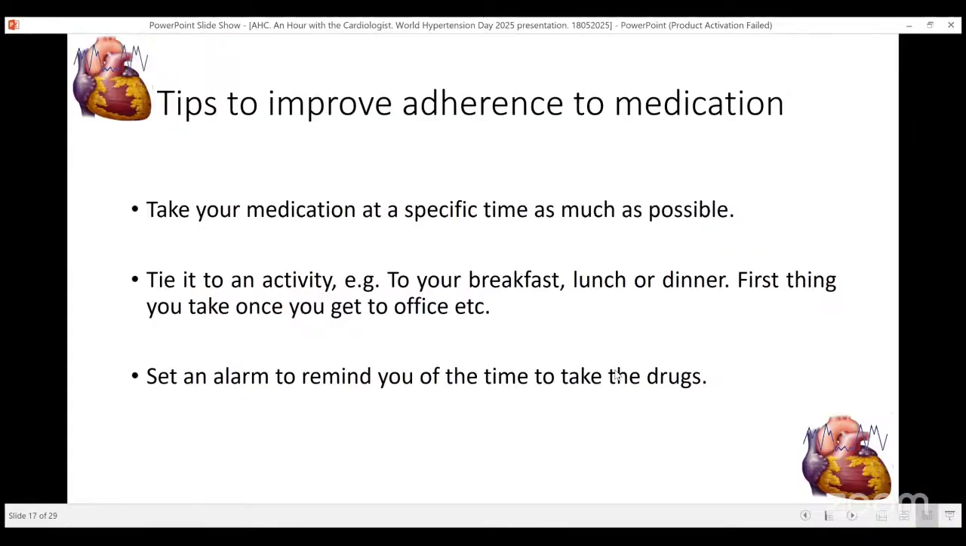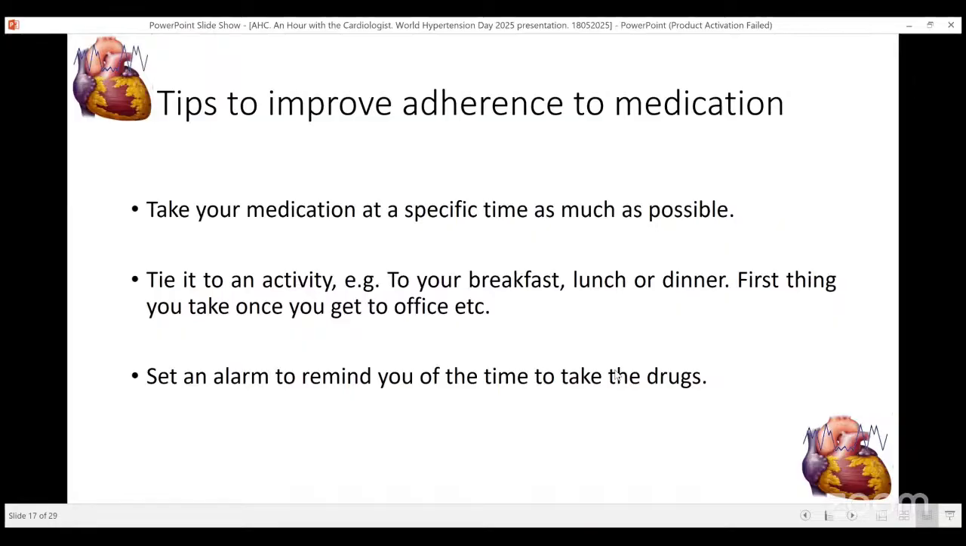Tie it to an activity. You can say, immediately I finish taking my breakfast, before I get up, I'll take my drug. Immediately I finish taking my lunch or my dinner, before I get up, I'll take my drug. My dinner is not complete until I take my drug. That's very, very important. It will help you. First thing I will do once I get to the office is to take my drug, before I start looking at the files and things like that. Before I start attending to matters of the office, I will take my drug. These are things that will help you.